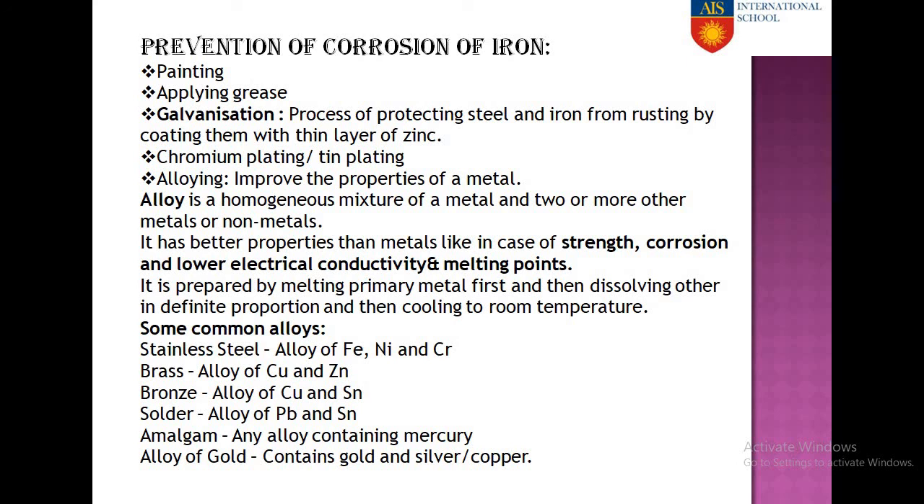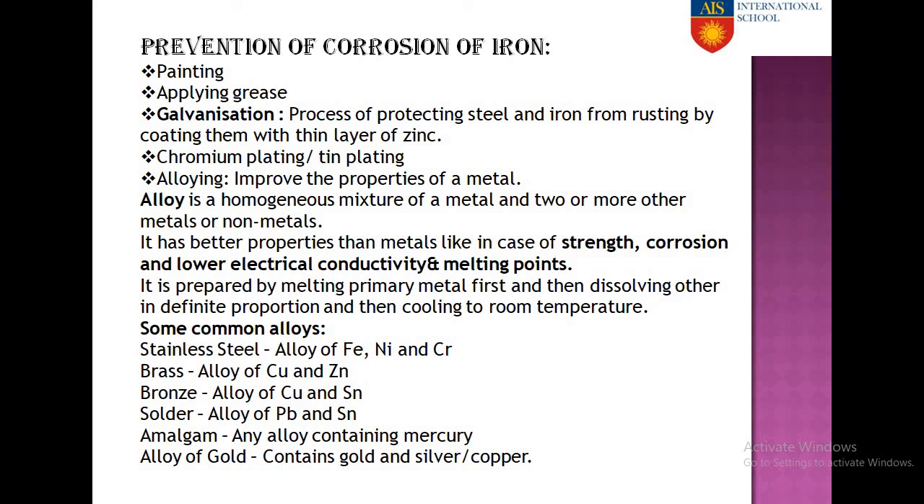What is alloying? An alloy is a homogeneous mixture of metals or of metals and non-metals, and it improves the properties of the metal. It has better properties than the pure metals, for example in strength and corrosion resistance, with lower electrical conductivity and melting point. It is prepared by first melting the primary metal and then dissolving the others in definite proportion, and then cooling to room temperature. Some examples of common alloys are stainless steel, which we see in our daily life, an alloy of iron, nickel and chromium.